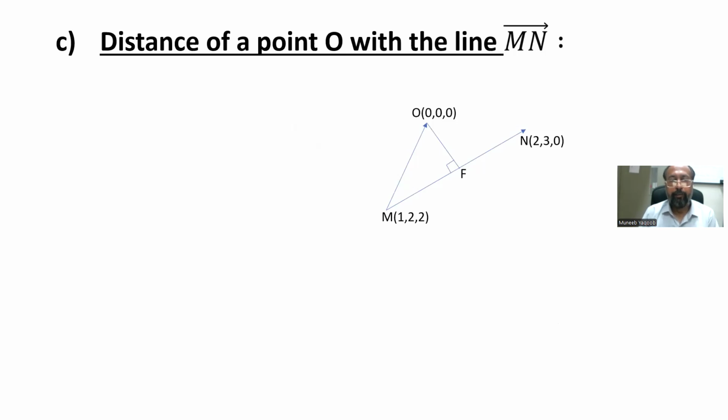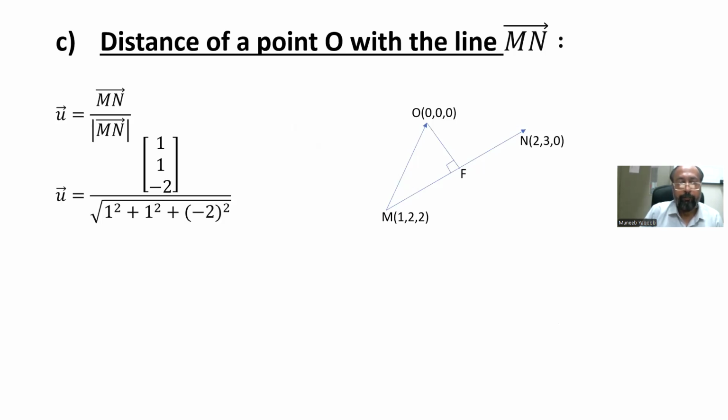How can we proceed for this question? So first of all, we will find a unit vector in the direction of the line MN. For that, we will calculate the unit vector of the direction vector MN, since the direction vector of the line is basically the direction vector MN. So we will calculate a unit vector in the direction of MN by dividing position vector MN by its magnitude, and hence you can see we got a unit vector u equals 1 upon root 6 times (1, 1, -2), which is basically a unit vector.